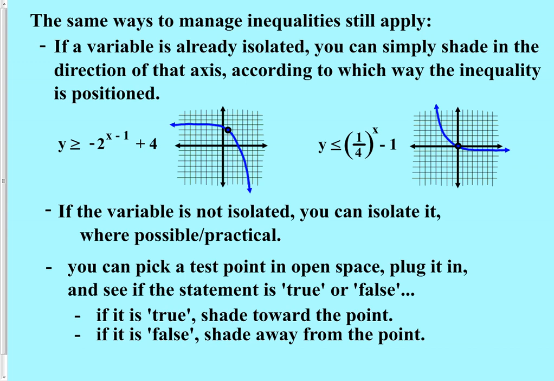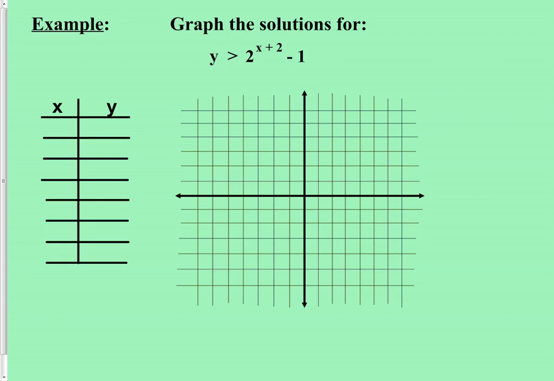And of course, if you run into a problem with an equation, or you're just not real sure about it, you can always pick a test point in open space, some value x comma y, plug it into the inequality. If the inequality reads correctly, you end up with a true statement, then that means the inequality liked that point, shade toward it. And if you end up with a false statement, then that means the inequality did not like that point, shade away from it. Okay, so I gave you some examples on that.